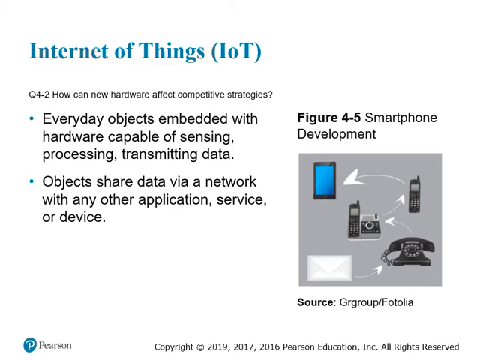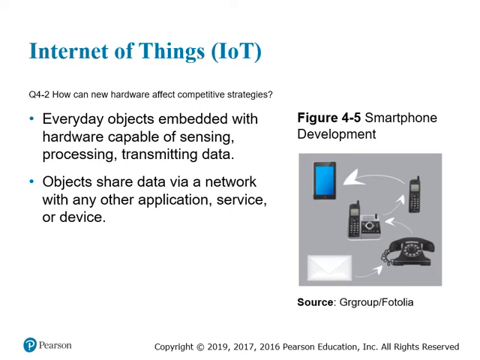So how can new hardware affect competitive strategy? Well, everyday objects embedded with hardware capable of sensing data. You have these little embeds everywhere, and you're getting immediate feedback on things because they share data with a network with any other application. So you get an email, and you can know about it on all sorts of different platforms immediately.